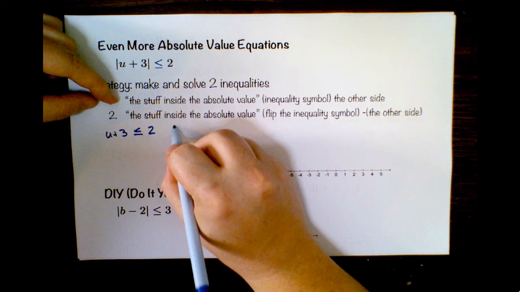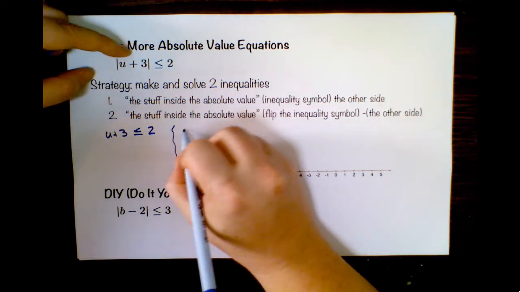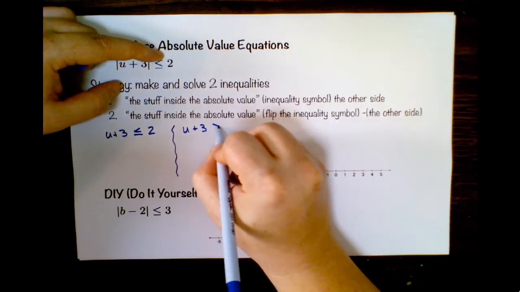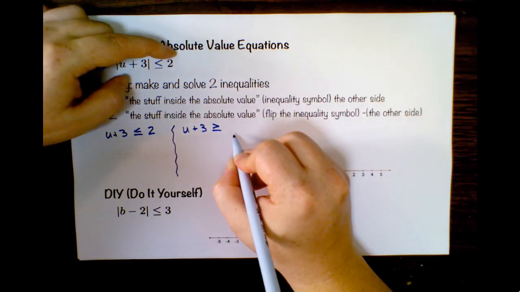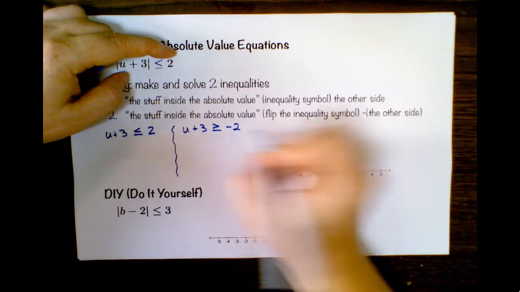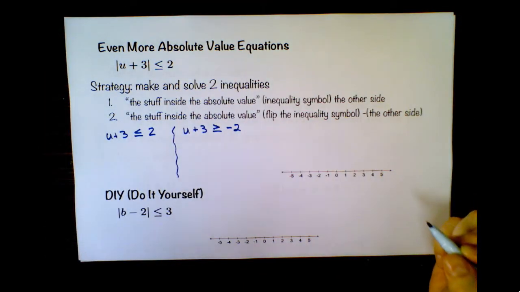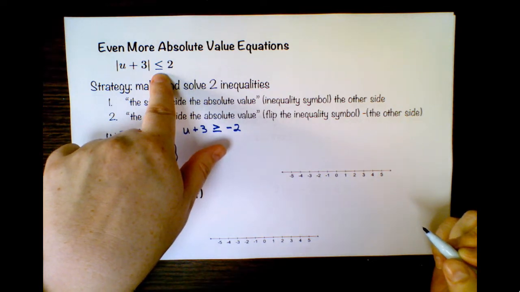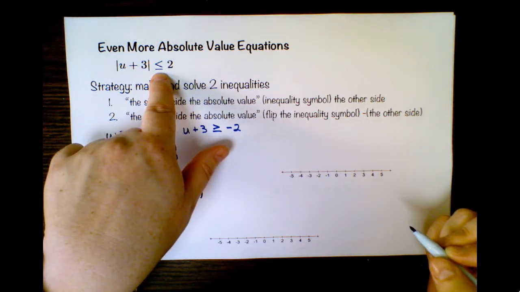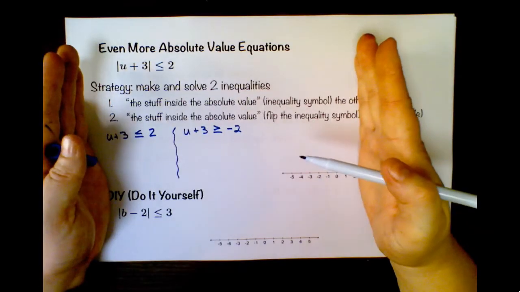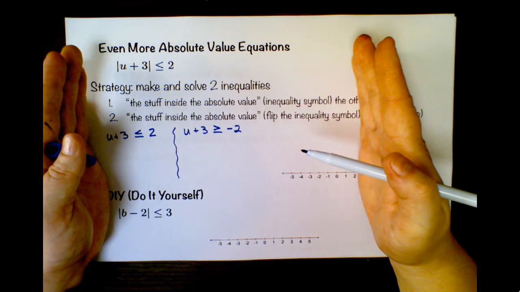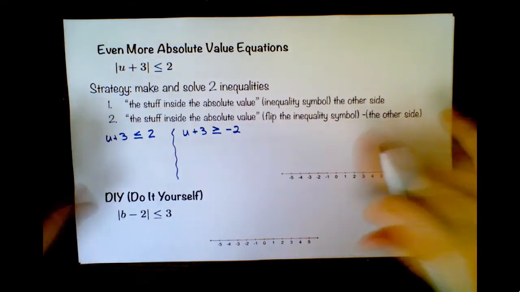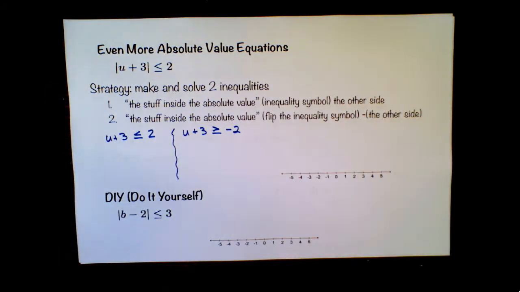And then I also have to solve the stuff inside the absolute value, flip my inequality, and negative 2. Before I go any further, the distance is less than. So it's going to be within two boundaries. So when I solve this, I know that my graph is going to be within two boundaries. If it were greater than, I'd be coloring on the outsides.